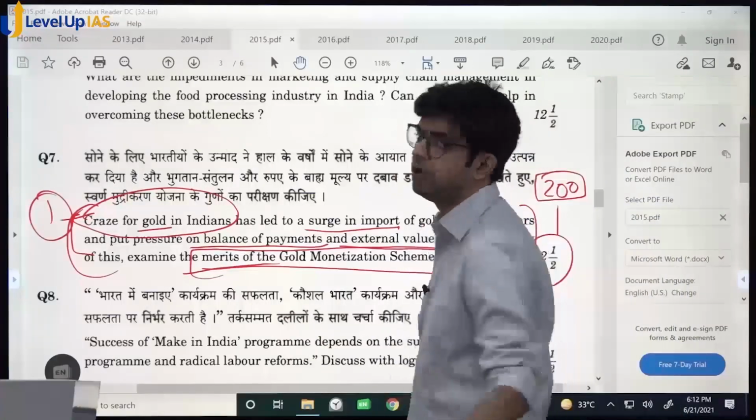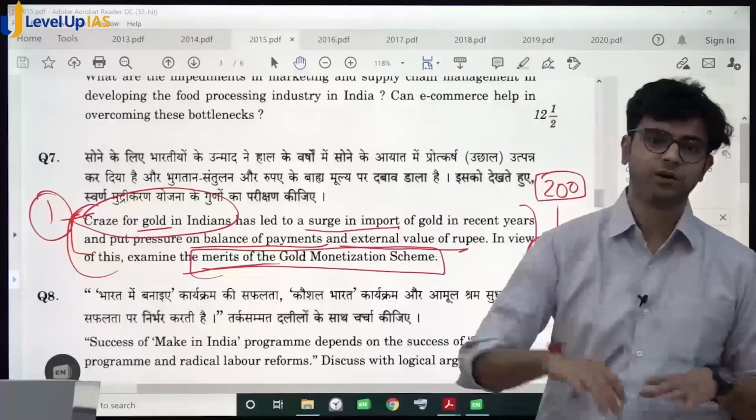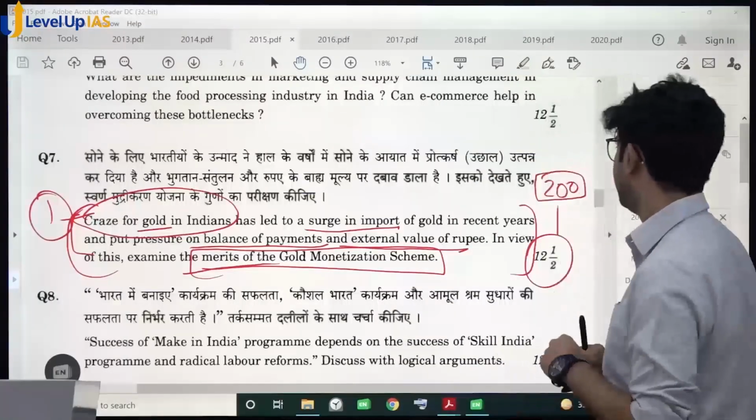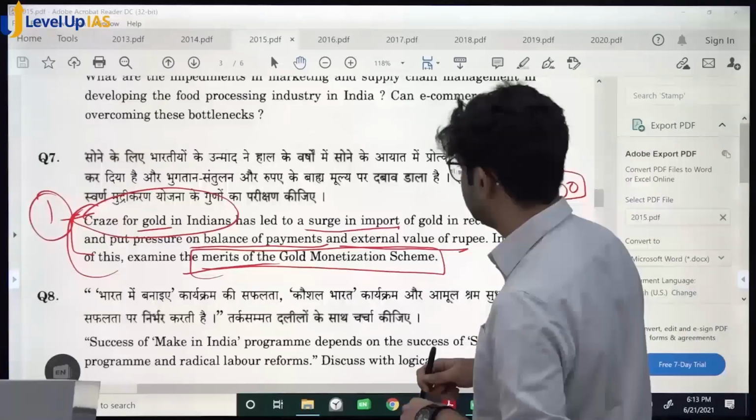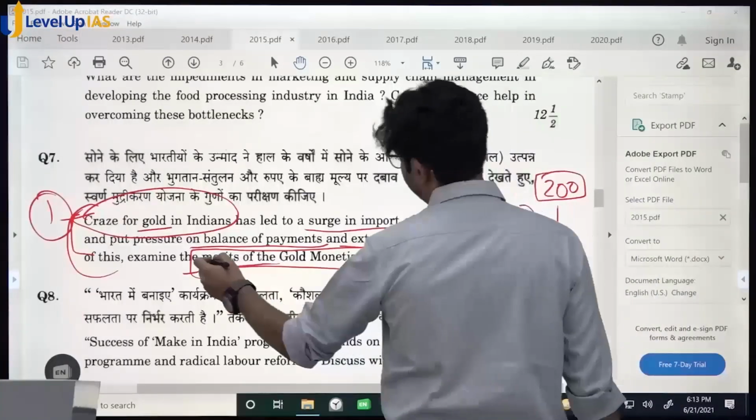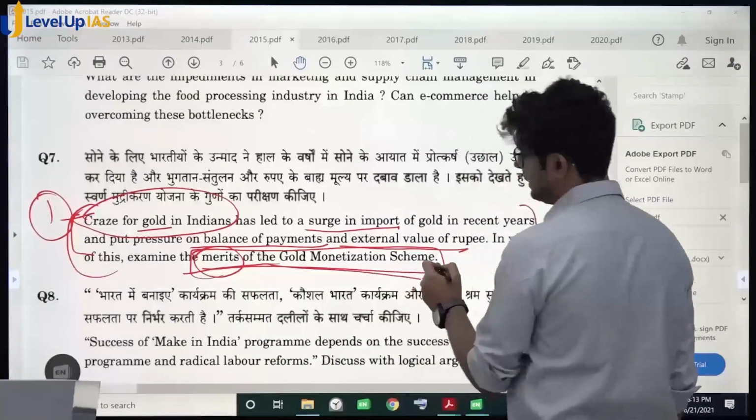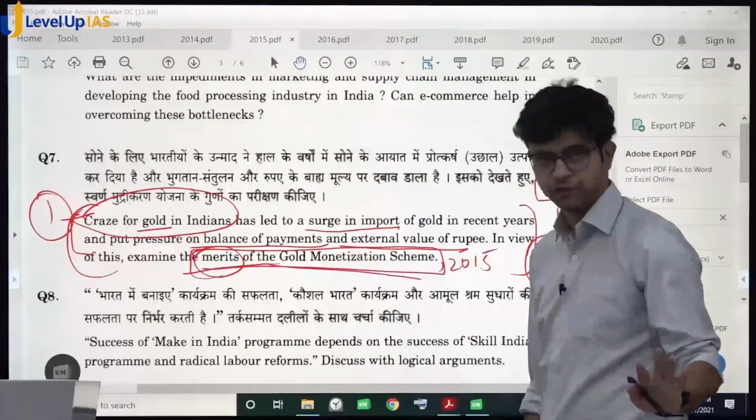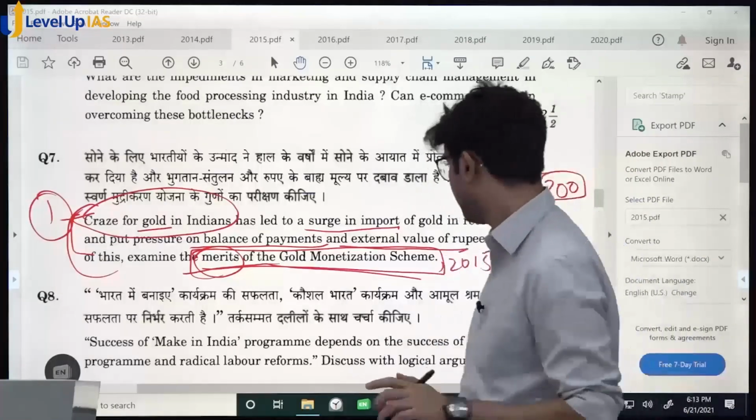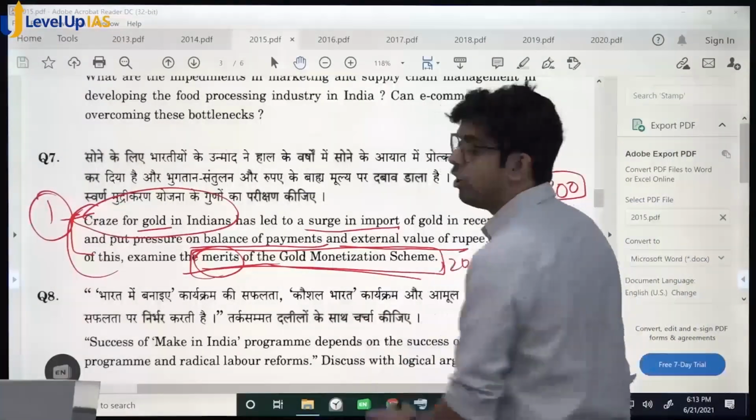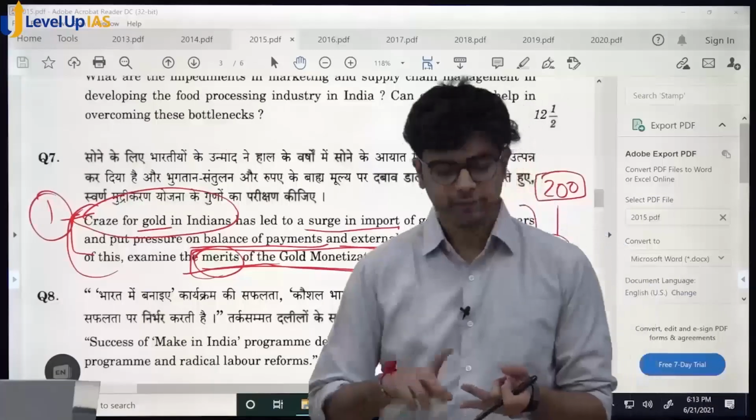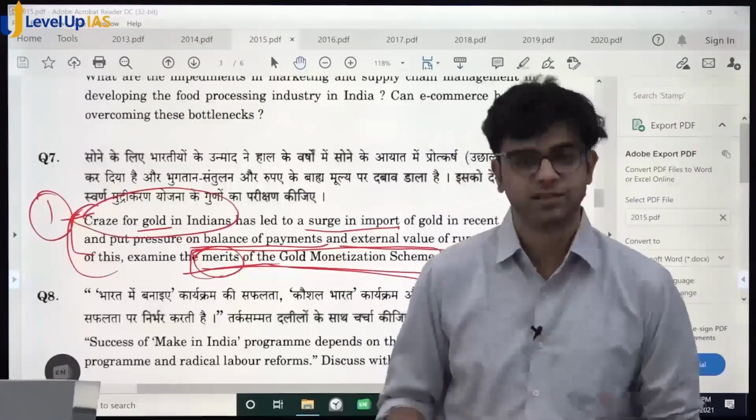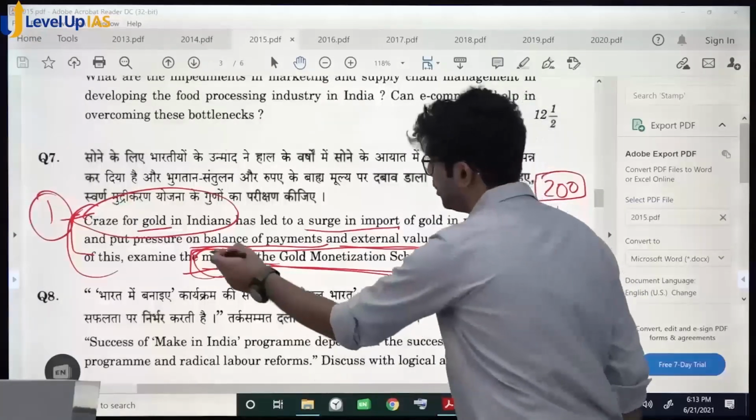Now, most important, please pay attention here. Hello, please pay attention here. Stop looking at your mobile. Please pay attention here. In view of this, examine the merits of the gold monetization scheme. See, this scheme was launched in 2015. This question came in 2015. It is a current based thing, so don't worry about that. Merits of, what have they asked? Have they asked features? Have they asked background? Have they asked merits? Have they asked demerits? Have they asked performance? What have they asked? They have asked the merits of the gold monetization scheme.